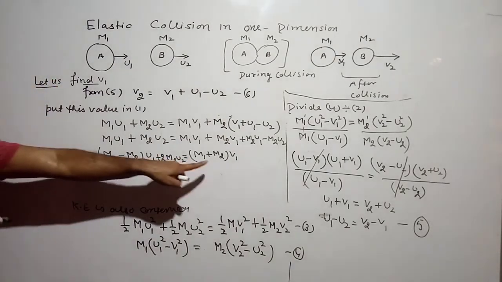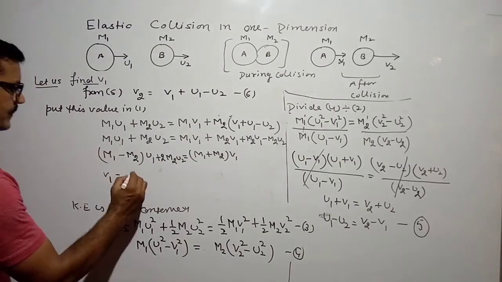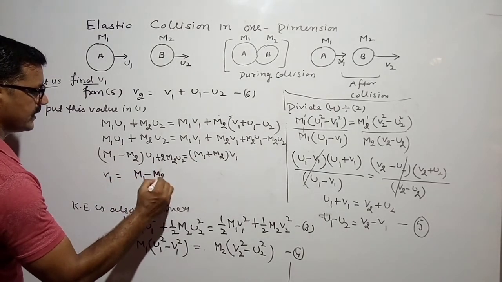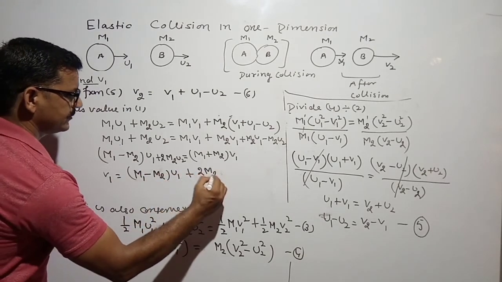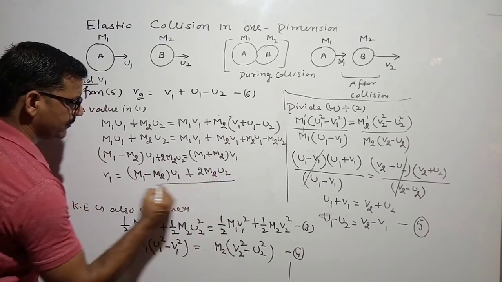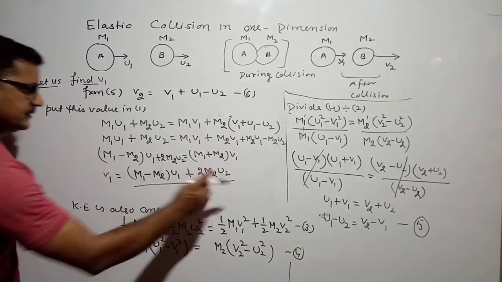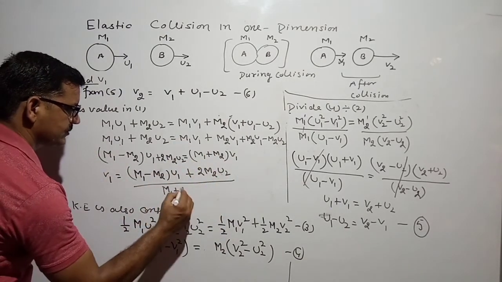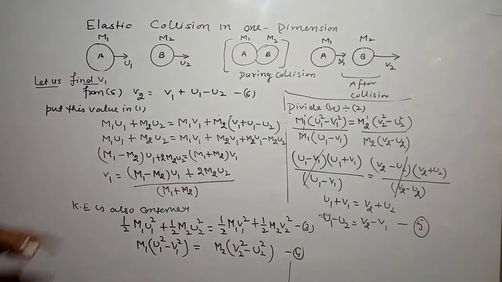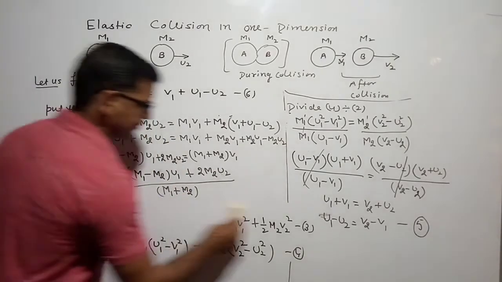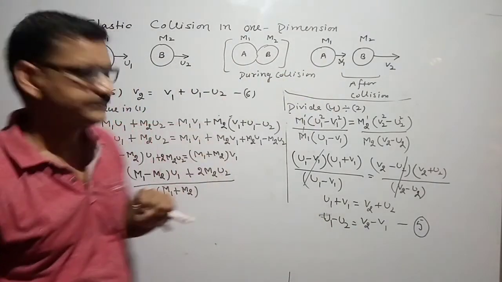So now from this equation you can find v1. So v1 equal to m1 minus m2 times u1 plus 2 m2 u2 upon m1 plus m2. The m1 plus m2 multiplying here comes to this side as division. So in this way we have found the velocity of body A after collision.